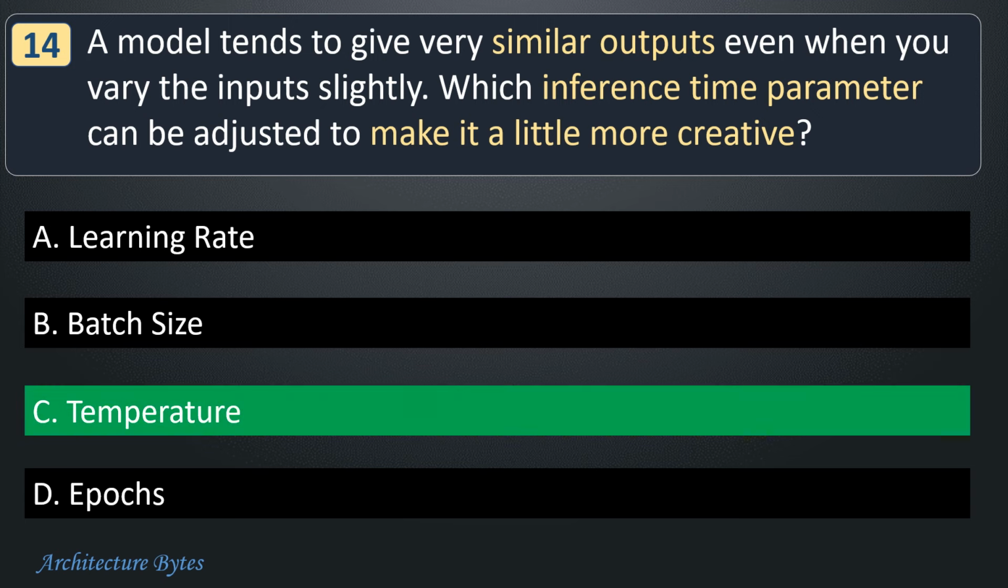Option C, temperature, is the right answer here. It controls the randomness of predictions by adjusting the probability distribution used during sampling. Lower temperature makes the model more deterministic, while higher temperature increases randomness and diversity. Other options A, B, and D, that is learning rate, batch size, and epochs, are parameters that are used at training time and not inference time.